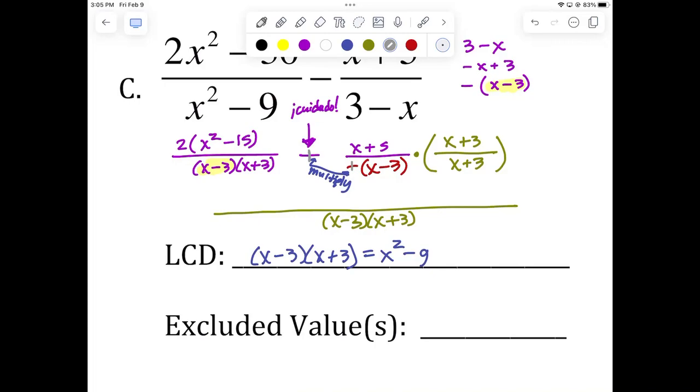All right, so now what do we do? Now we just expand it all out. So even though I factored the top, x squared minus 15 was not a difference of 2 perfect squares. But I'm going to distribute the 2 back in now. So I get 2x squared minus 30. And here's the plus side now. So what do I do with the x plus 5 and the x plus 3? I just got to FOIL them out.